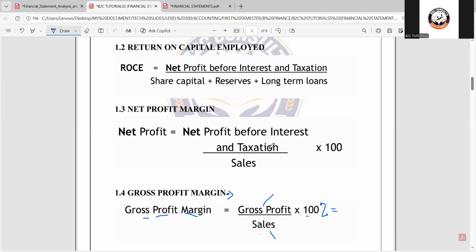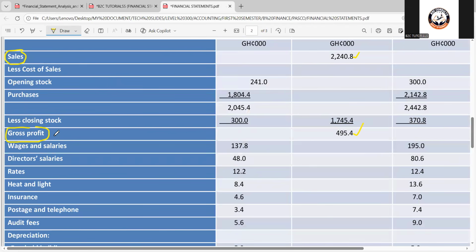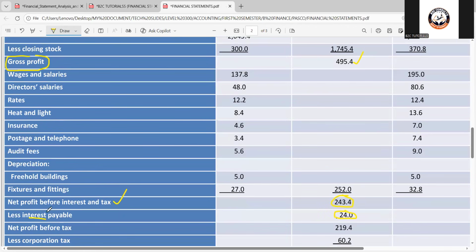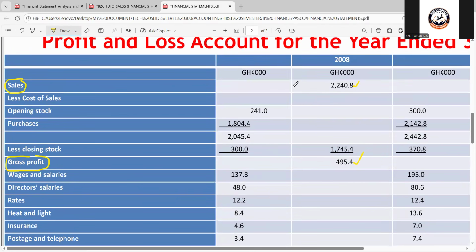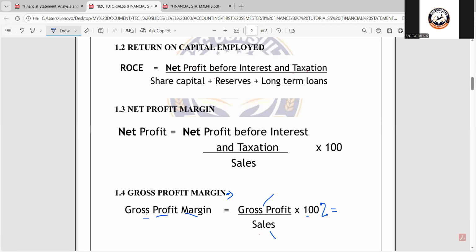And you know where it is? It is in the financial performance. The net profit before interest and tax, the 2434, divided by the sales figure, 2240.8. That will give you what we call the net profit before interest and tax over sales. And that is for net profit margin.